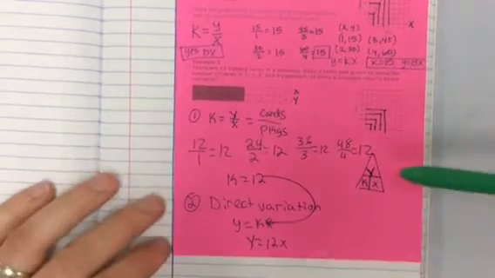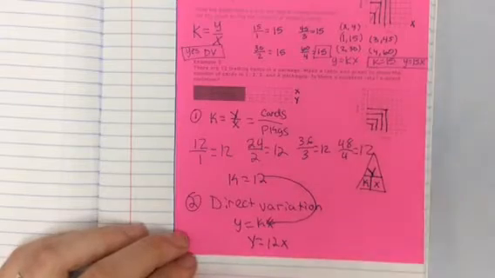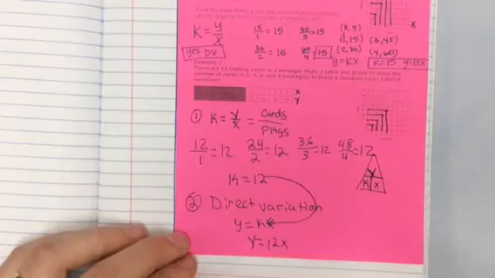Okay, so we'll do the rest of the notes in class tomorrow. So make sure you have all this down and that you substituted k equals 12 for the direct variation.